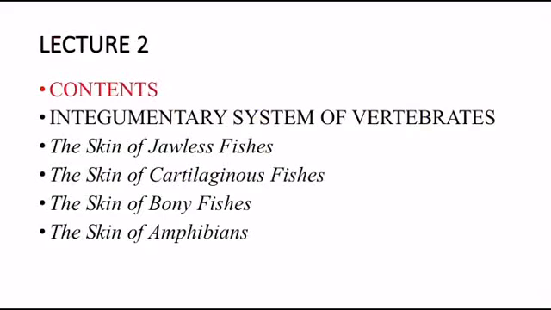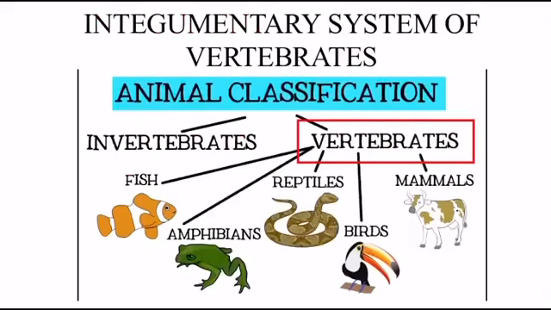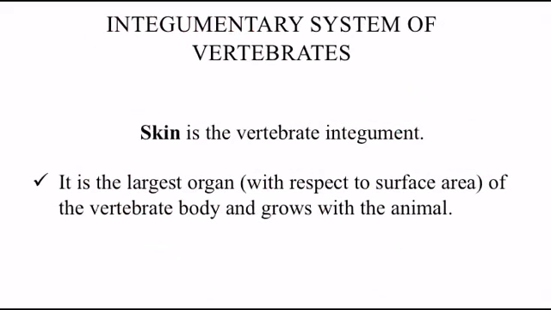Lecture number 2 includes the contents in the integumentary system of vertebrates: the skin of jawless fishes, the skin of cartilaginous fishes, the skin of bony fishes, and the skin of amphibians. Vertebrates are classified into 5 groups: fish, amphibians, reptiles, birds, and mammals. In general, skin is the vertebrate integument. It is the largest organ with respect to surface area of the vertebrate body and grows with the animal.